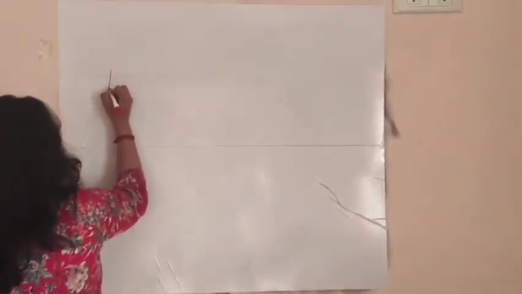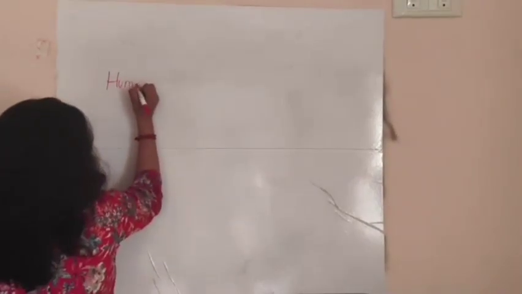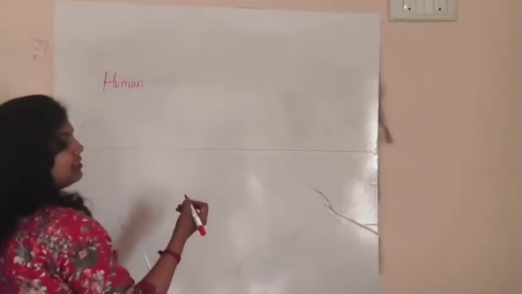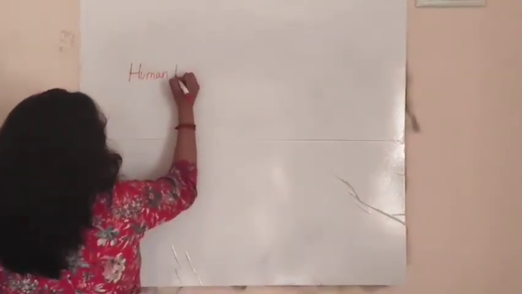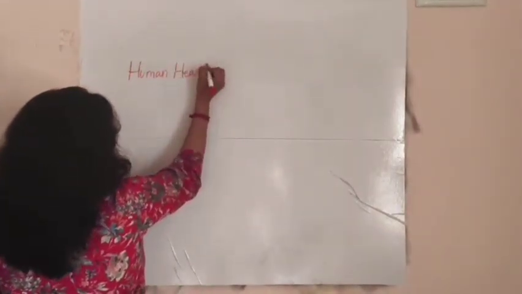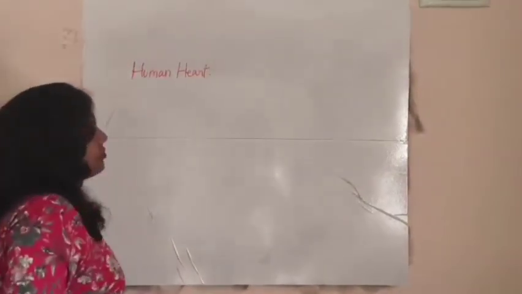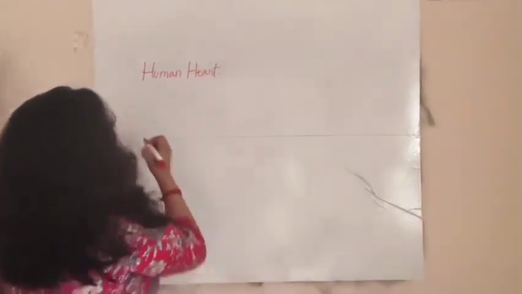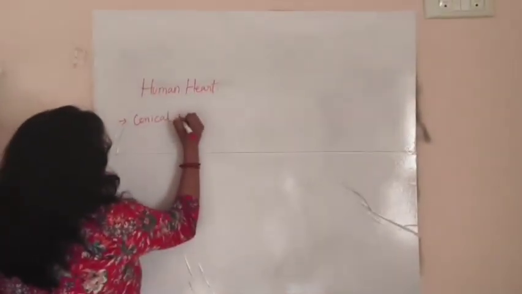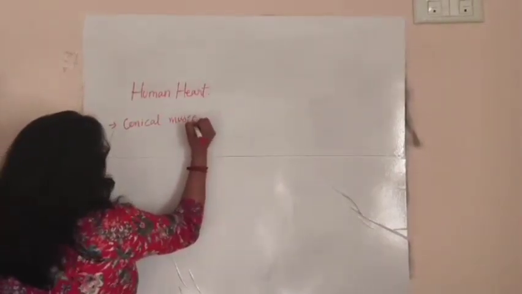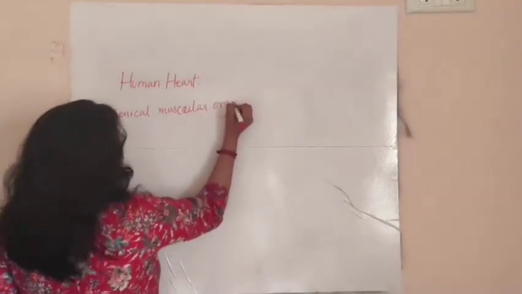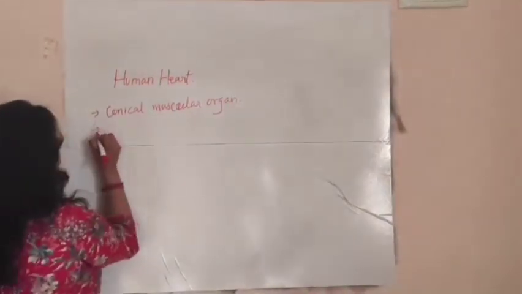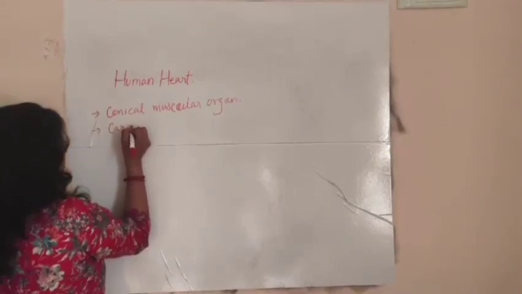So, the human heart. What do we know about the human heart? What are its functions? How do the functions take place, and what does it do? Okay, we are going to discuss these things. So, what is the human heart? It is a conical muscular organ. It is made up of specialized muscles called the cardiac muscles.